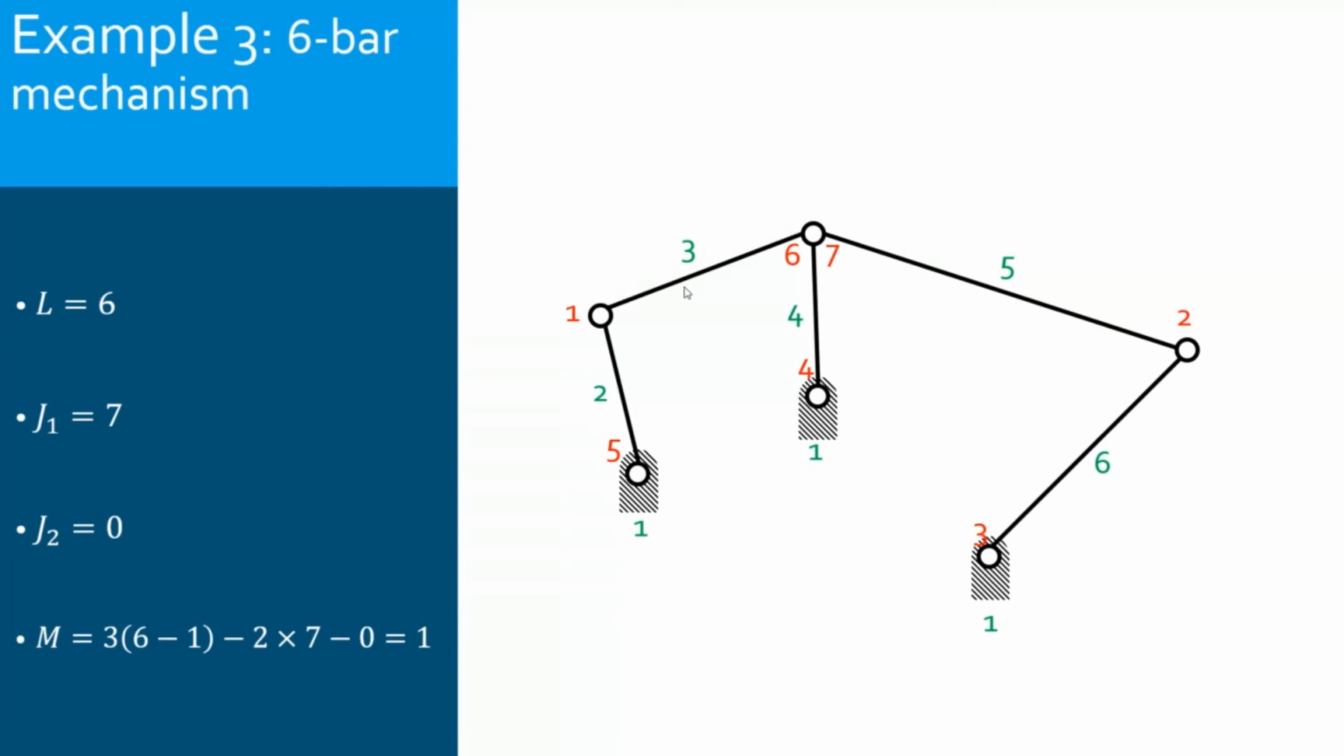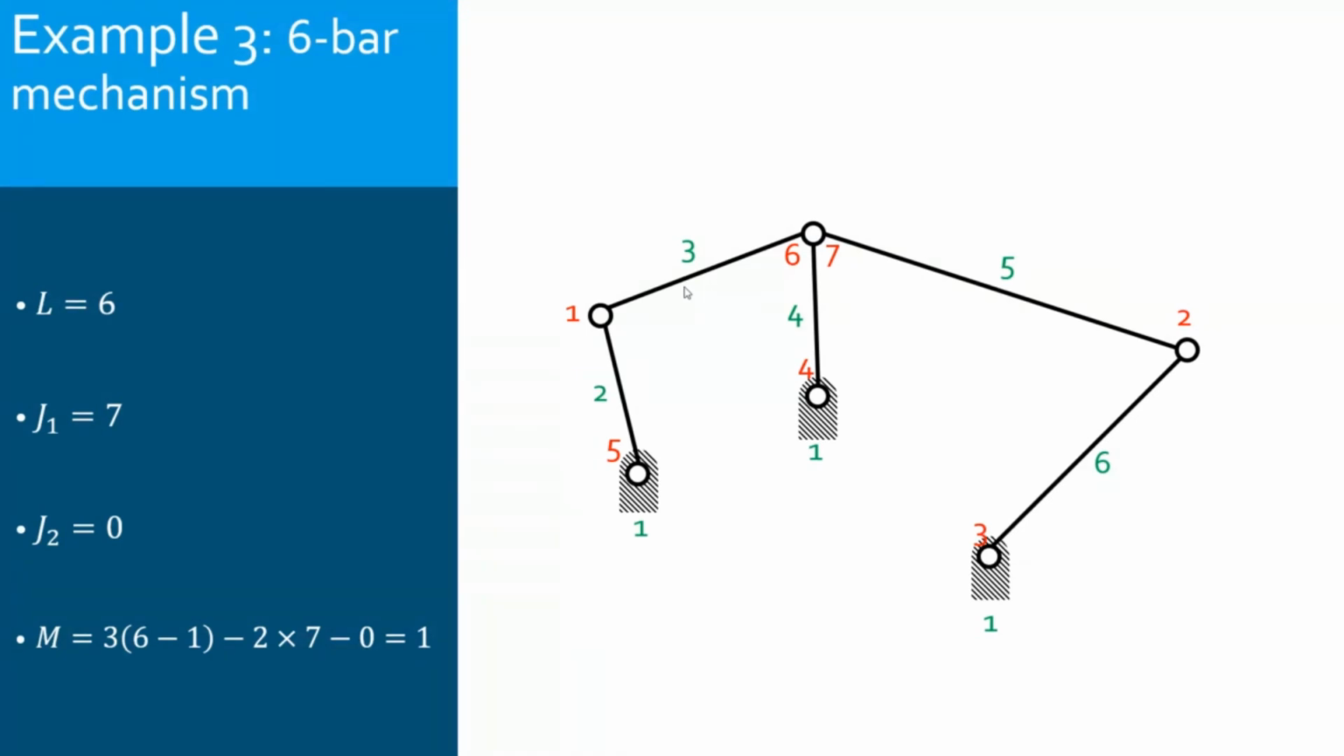So J1 is 7, J2 is 0. Again, I don't have any higher pair. I don't have any cam contact. I don't have any cam joint. I don't have any gear contact here.